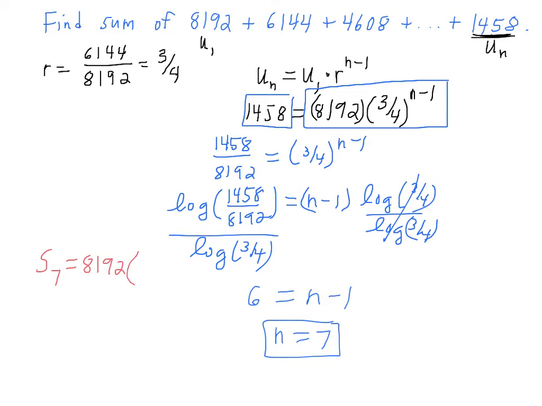8192. Our r value is 3/4, which we are raising to a power of 7. Okay, and then we have minus 1.